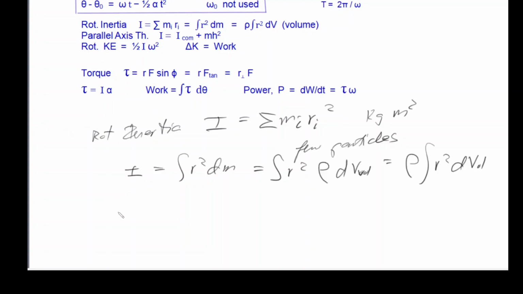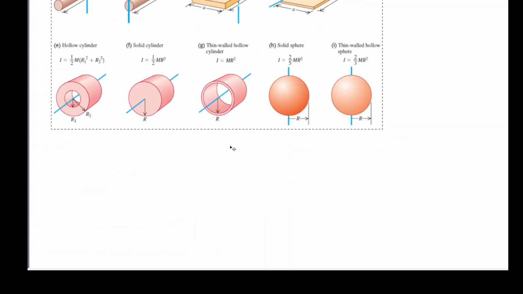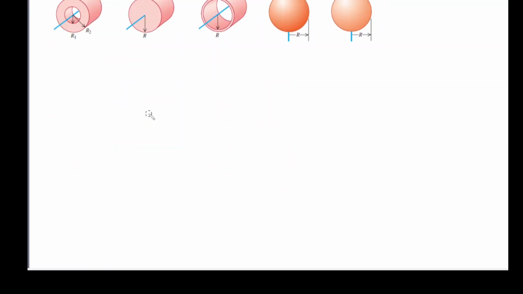Now, our rotational kinetic energy can be written as 1/2 rotational inertia times omega squared. This brings us to something called the parallel axis theorem. The parallel axis theorem is a shortcut to finding the rotational inertia if the axis of rotation is not through a body's center of mass.